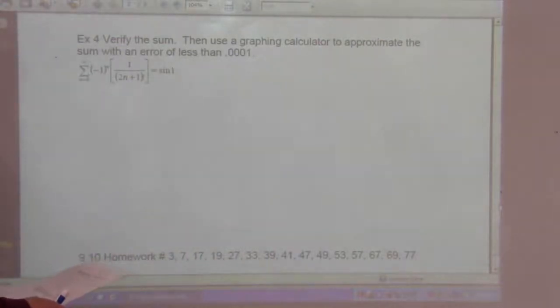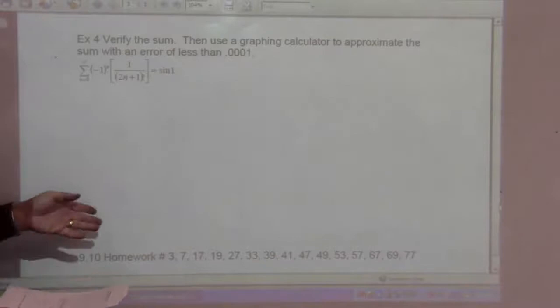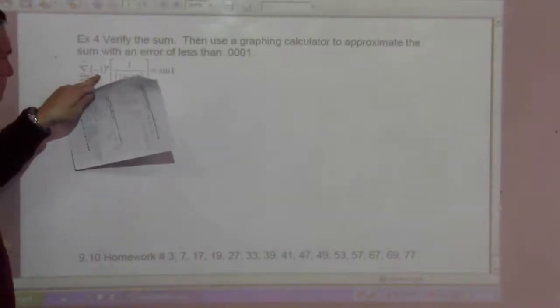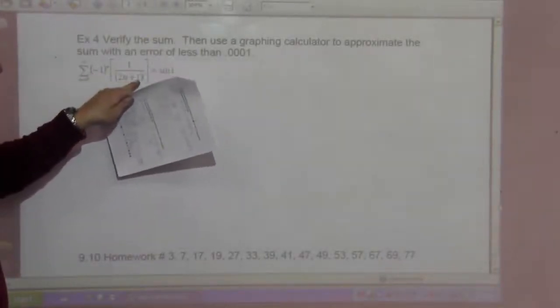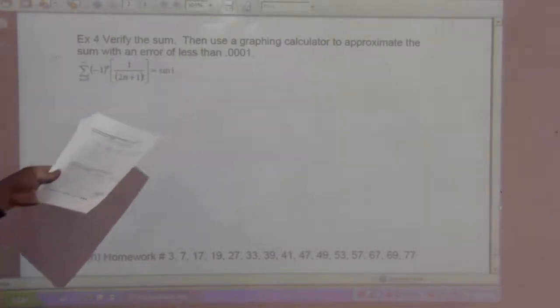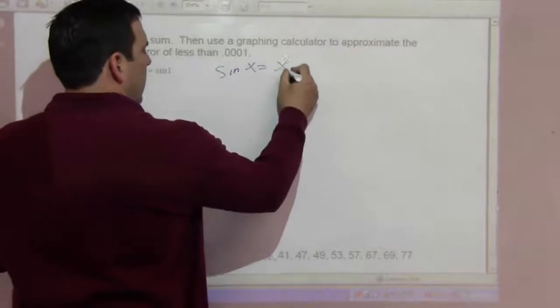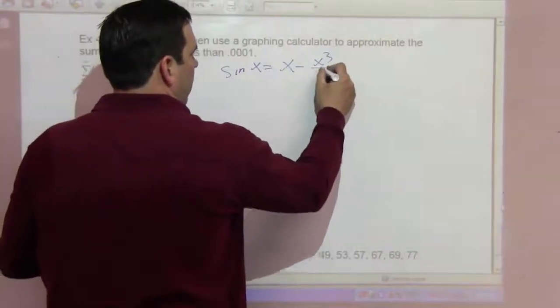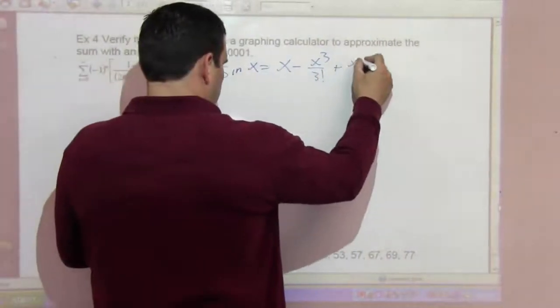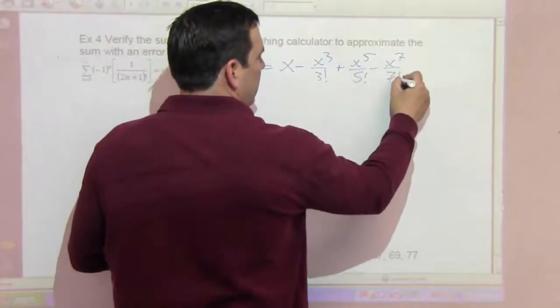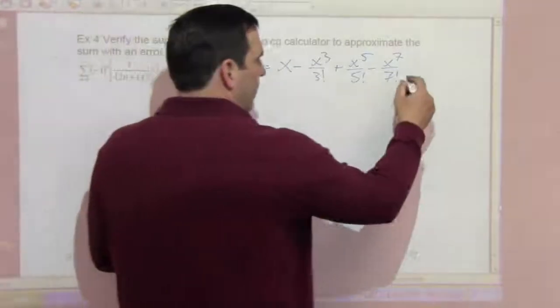Okay, verify the sum. Then use a graphing calculator to approximate the sum with an error of less than 0.0001. So we're doing the sum as n goes from 0 to infinity of negative 1 to the n, 1 over 2n plus 1 factorial, is sine 1. Well, for sine of x, that's going to be x minus x cubed over 3 factorial plus x to the 5th over 5 factorial minus x to the 7th over 7 factorial. And this is in that chart on page 684.